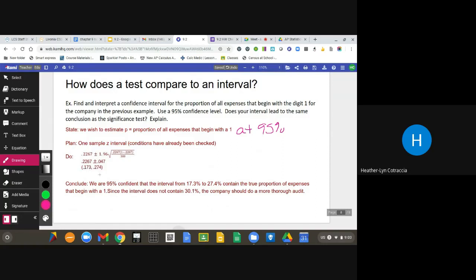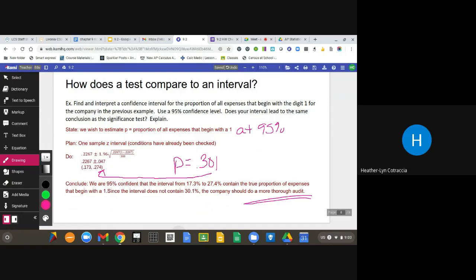Now remember, the reason for a more thorough audit is if the proportion of expenses that start with a 1 is not equal to that 0.301. Well, in case you didn't notice, 0.301 is not in our interval. So that means it's not a plausible value, which means that the company should do a more thorough audit. You can read through this at your leisure, but basically this says the exact same thing as the hypothesis test.